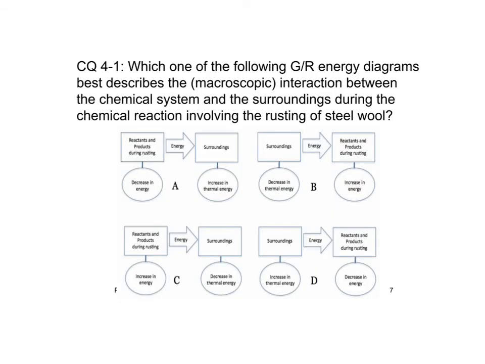All right, let's take some time and answer a question. Which of the following GR, that's giver-receiver, energy diagrams best describes the macroscopic interaction between the chemical system and the surroundings during the chemical reaction involved in the rusting of steel wool? An important thing to think about here, macroscopic means I could observe it with my eyeballs. And also think about what you recorded on that previous slide where we're looking at whether energy was increasing or decreasing in the surroundings versus in the system.